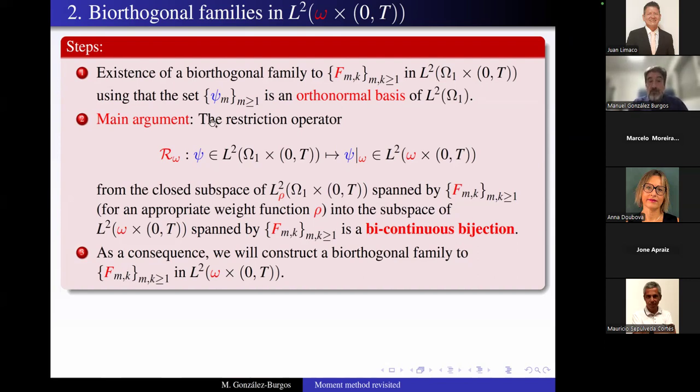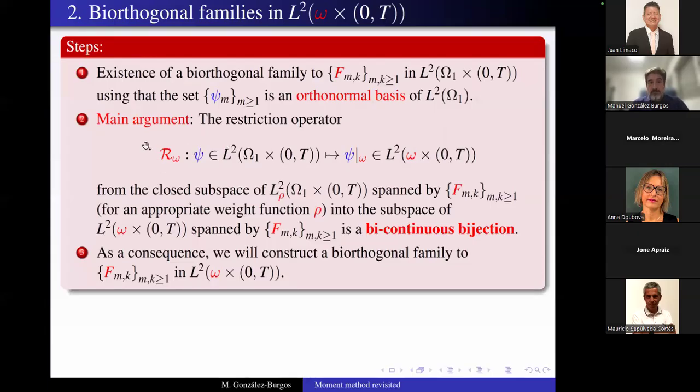The second step is the main argument. We are going to prove that this operator, the restriction operator defined by R_omega of psi equal to psi restricted to little omega, is invertible, a bicontinuous bijection between the closed space of L2 of rho, Omega 1 times (0,T), spanned by the f_mk, where rho is an appropriate weight, and the space spanned by f_mk in L2 of little omega. We are going to prove that this restriction operator is a bicontinuous bijection between these 2 spaces.